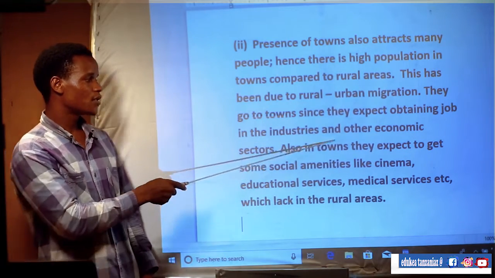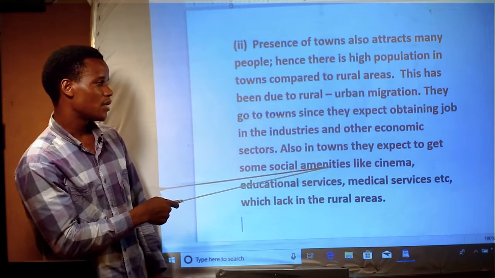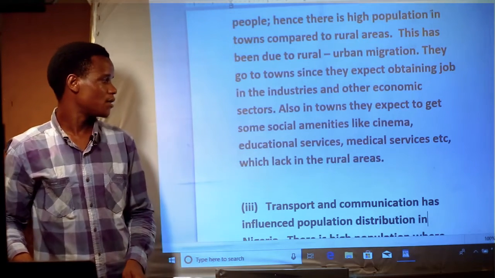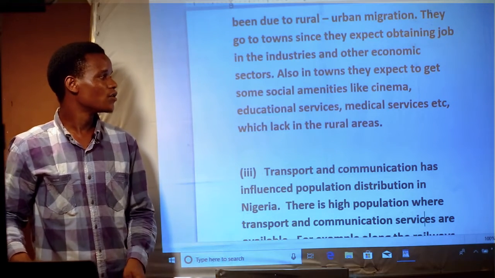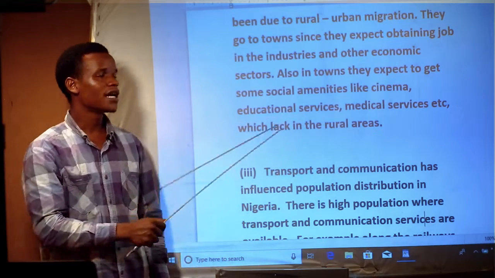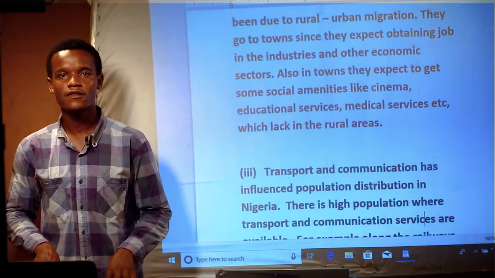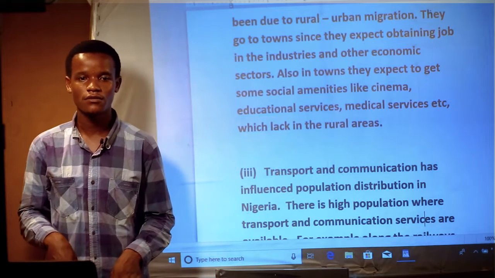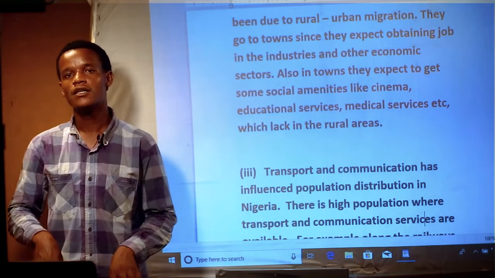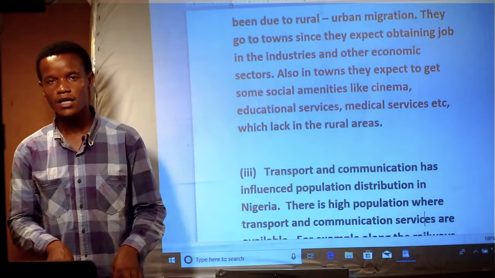Also, in a town, they expect to get some social amenities like cinemas, for recreation purposes, education services, medical services, etc., which are lacking in the rural area. As we know, if a place is called a town, it means it is developed in some services, for example, health services and water services, compared to the rural area, where there is a shortage of social services. So many people think that in town they have good social services, so they tend to be attracted to live in the town.